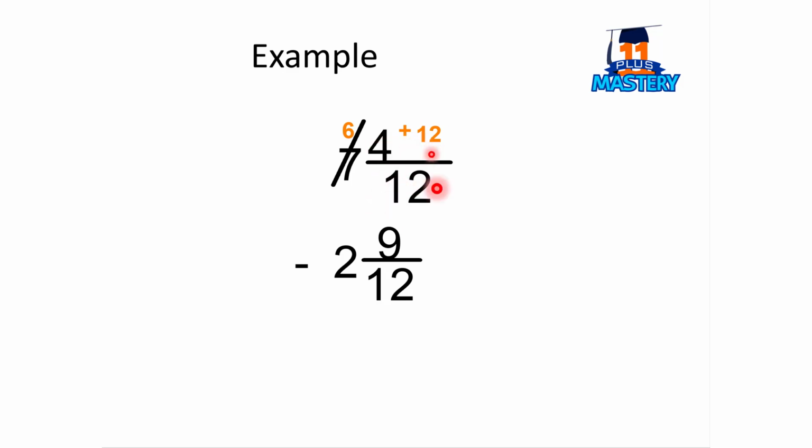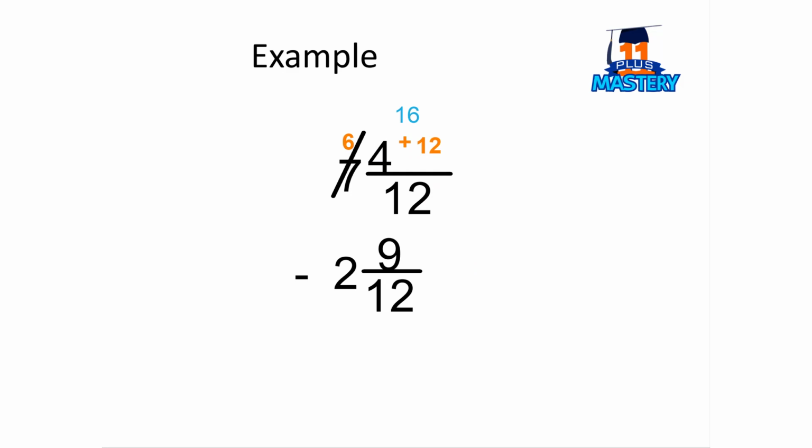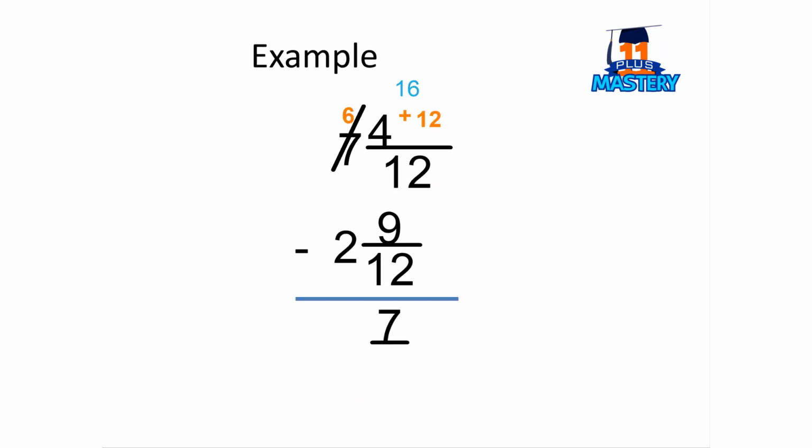So now, at the top of this fraction, I have 4 plus 12, which is 16. I can now do this. 16 take 9 is 7. Whenever I subtract or add, the denominator stays the same, so my denominator will be 12. I can now look at my units place. 6 take 2 equals 4. So my answer is 4 and 7/12.